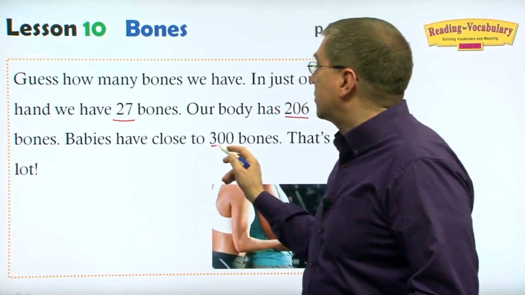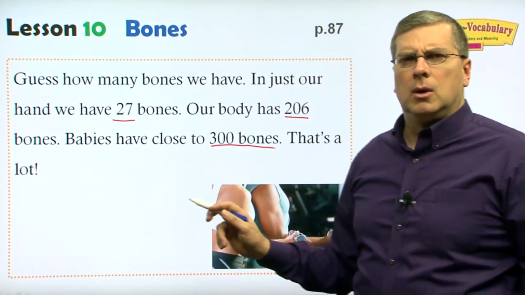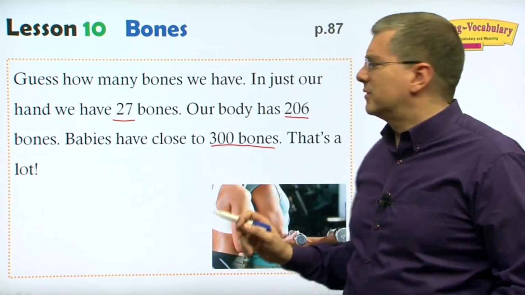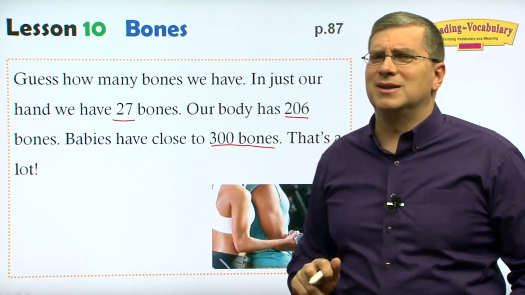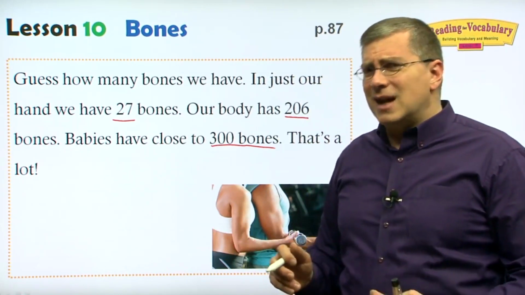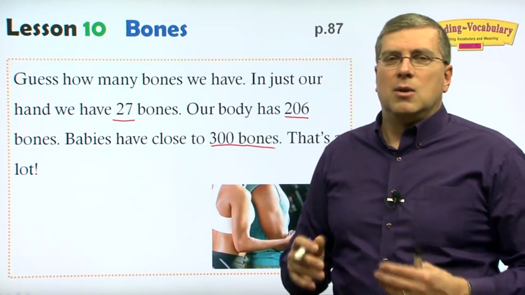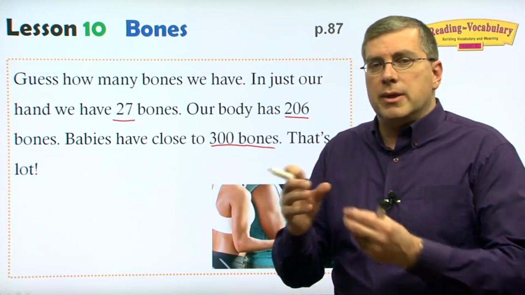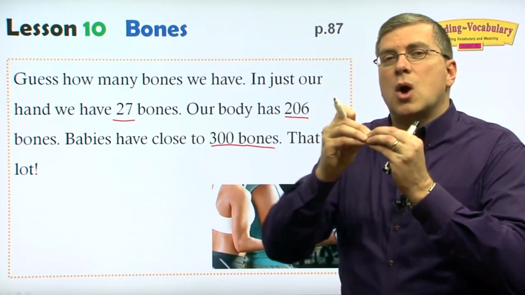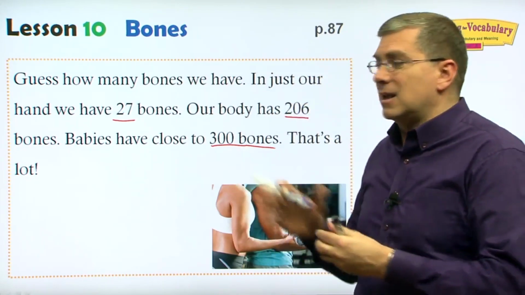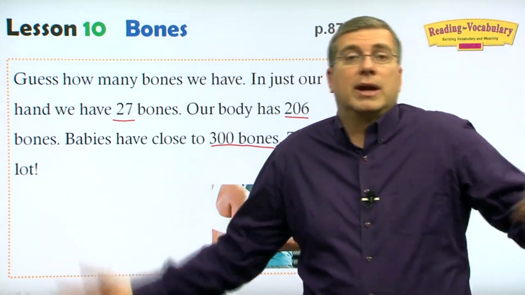Babies have close to 300 bones. Wait a minute. Babies have 300 bones, but we only have 206 bones? Does that sound strange to you? Well, the reading doesn't say it, but think about it. When babies grow bigger, their bones actually grow together, and so two bones become one bone. It's not like babies are losing bones falling out of their body.